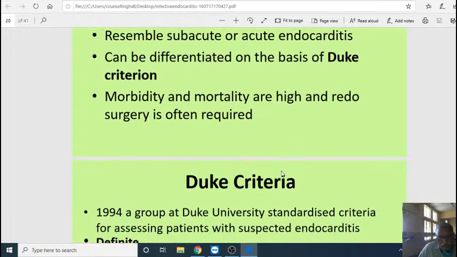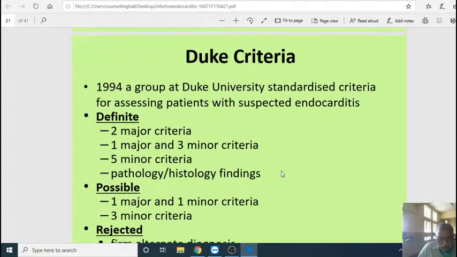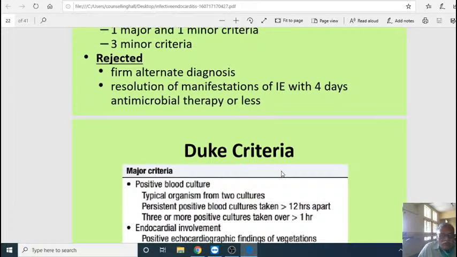So that is the Duke's criteria. In 1994, Duke University standardized the criteria for assessing patients with suspected endocarditis. Definite is two major criteria, or one major and three minor criteria, or five minor criteria, along with pathology and histology findings. Possible is one major and one minor criterion, or three minor criteria. Rejected is a firm alternate diagnosis, or resolution of manifestations of infective endocarditis with 4 days of antimicrobial therapy or less.